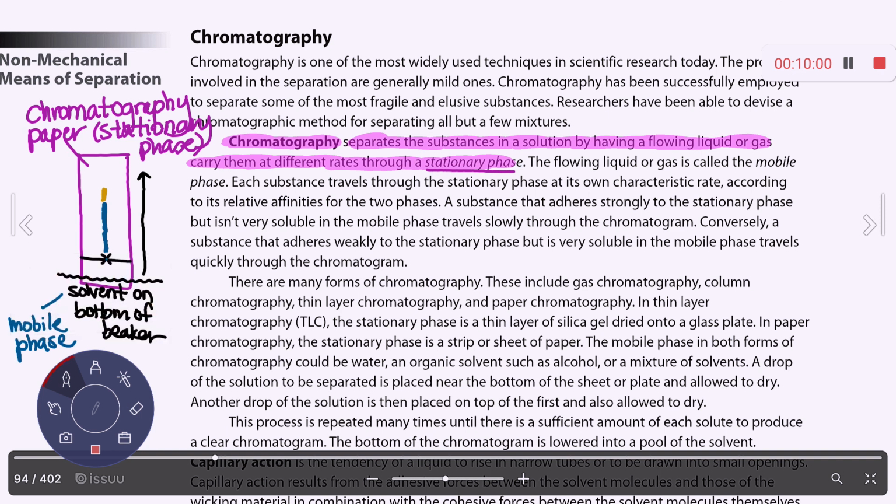So in this case, what I would say is the yellow would be more attracted to the solvent or the mobile phase because it travels further up the paper. Does that make sense? As opposed to the blue is staying more towards the bottom.